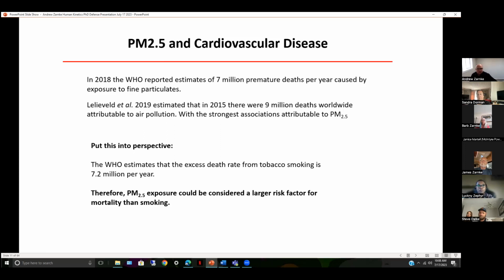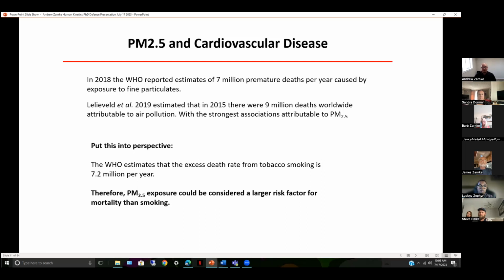So in 2018, the World Health Organization reported estimates of 7 million premature deaths per year caused by exposure to fine particulates. Fine particulates are described as particles below 2.5 micrometers in diameter, also called PM 2.5. Lelieveld et al. in 2019 generated estimates that in 2015, there were 9 million deaths worldwide attributable to air pollution, with the strongest associations attributable to PM 2.5.